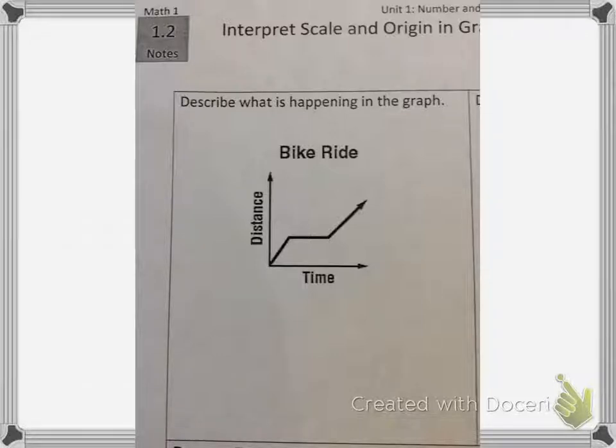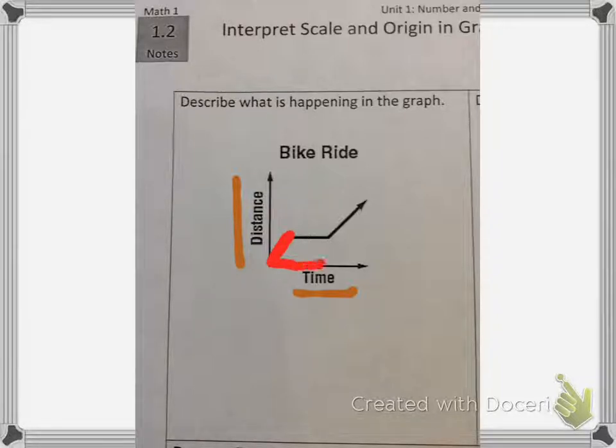So let's take a look at this first graph and talk about what's going on here. The first thing we want to notice is what we're actually comparing here. So we're looking at time compared to distance. As time goes by in this direction, the distance is also changing. Here we go a little bit of time, but we have a huge amount of distance that we changed. It went very quick, the distance did.